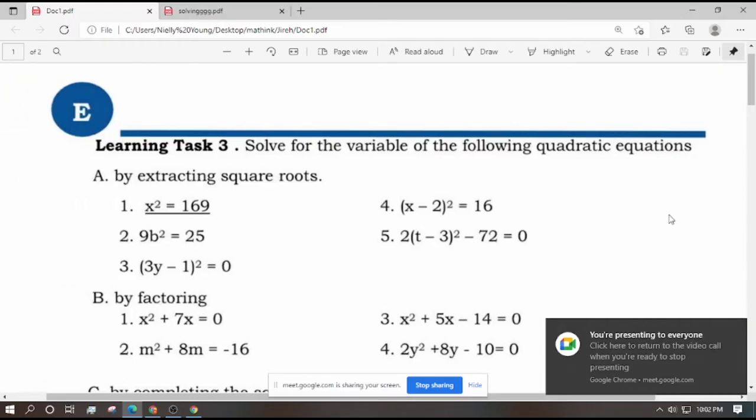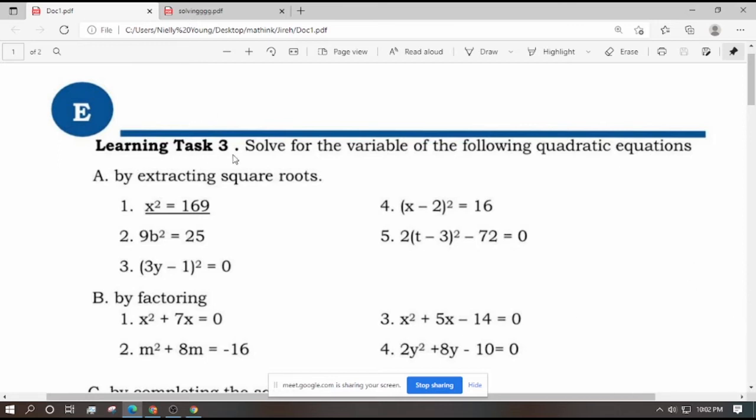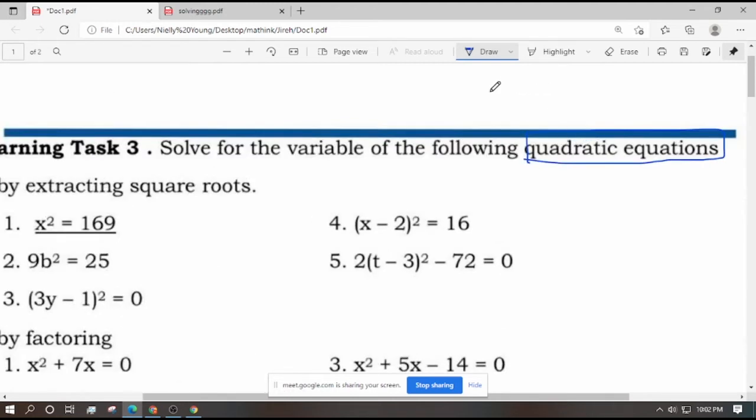Learning task 3: solve for the variable of the following quadratic equations. Let us discuss first what is quadratic. When we say quadratic, the power is 2 or the exponent is 2, just like x squared or y squared, c squared. Again, when we say quadratic, the power is 2 or the exponent is 2.